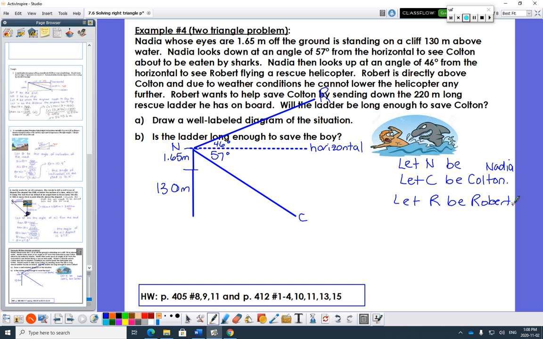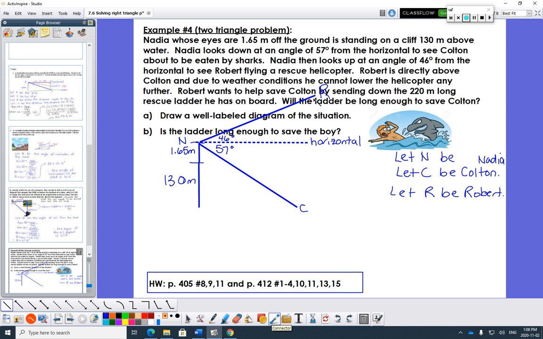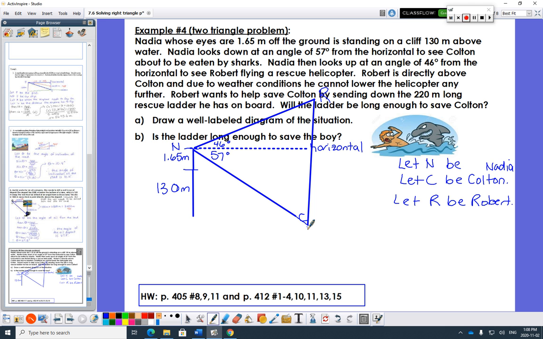Robert wants to help save Colton by sending down the 220-meter long rescue ladder. So that means that from Robert to Colton, has to be 220 meters. Will the ladder be long enough to save Colton?